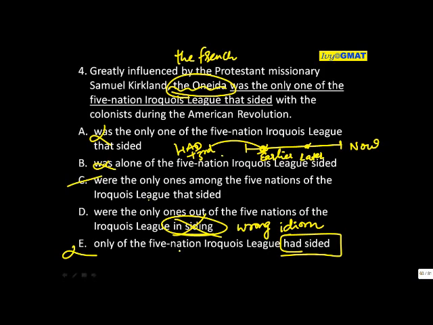Do not think about wordiness before grammar. C is a very wordy answer. You say, oh, so long, let's remove it. That does not work at all.